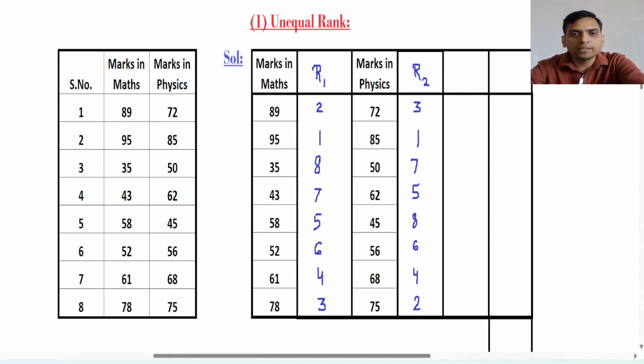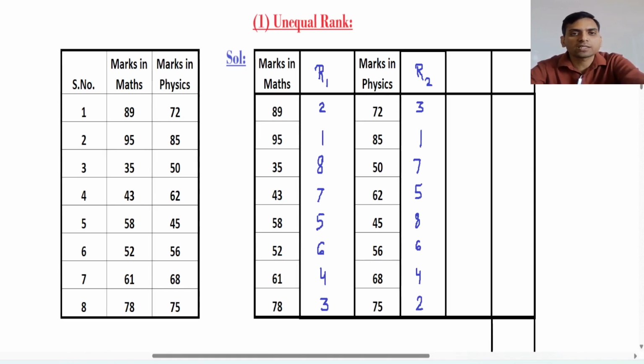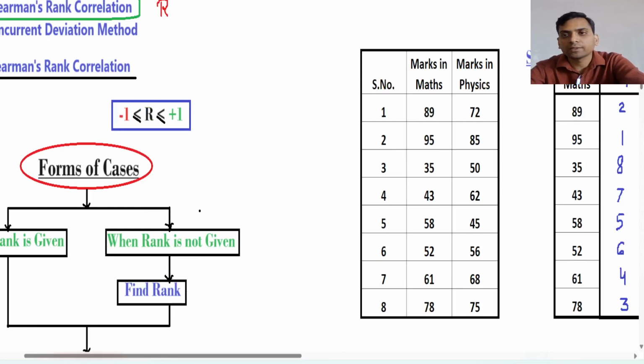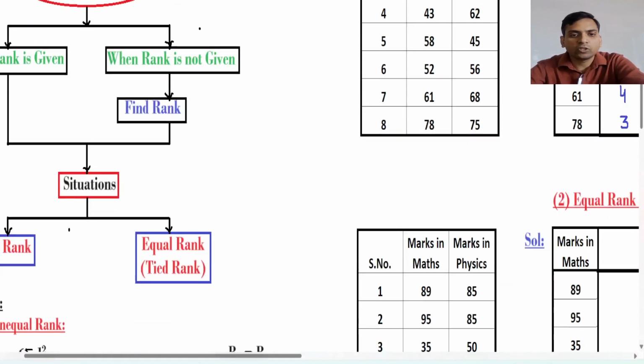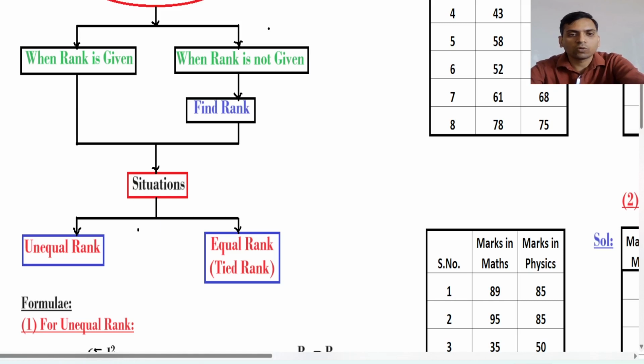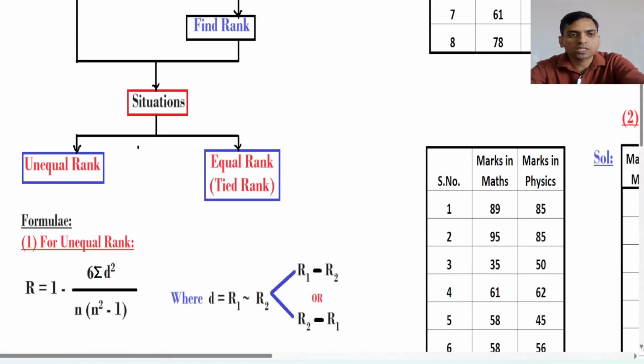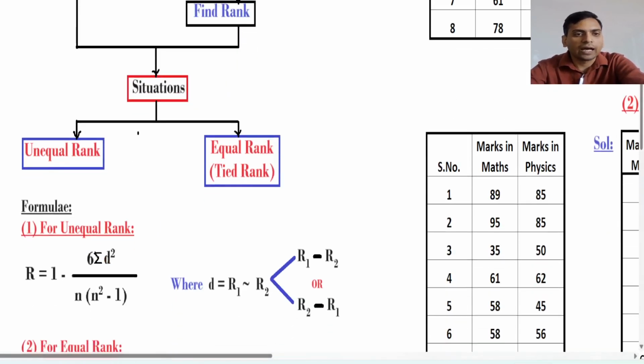Now you will see in these two columns, R1 and R2, there is no repetition of rank. All the ranks occur only one time. That's why this is the case of unequal rank. Now we will see the formula first for unequal rank. As there are two situations, first is unequal, second is equal ranks, first we will see the formula of unequal rank.